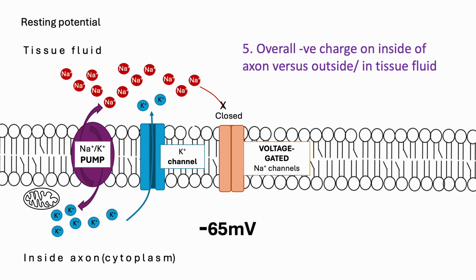And then finally, this gives an overall negative charge on the inside of the axon. That is the resting potential. So we said it's minus 65 millivolts here. That can vary, so don't be too fixed on a particular potential difference, but for this example, we'll use minus 65. Okay, that's resting potential, so let's move on.